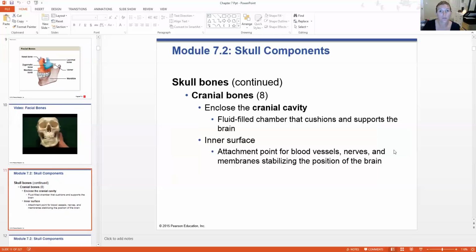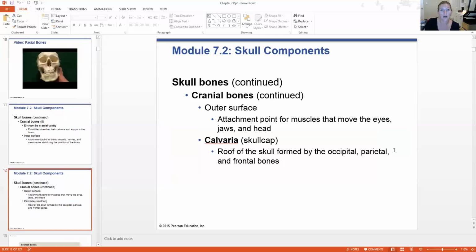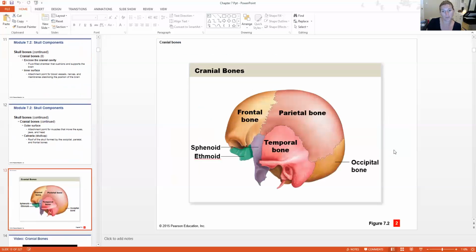The cranial bones enclose the cranial cavity. There's actually a fluid-filled chamber that's cushioning and supporting the brain, and on the inner surface, there's a point of attachment for all the blood vessels, nerves, and membranes as well. The outer surface of the cranial bone provides more attachment area for muscles, and there's something called a calvaria. This is our skull cap. This forms the roof of the skull, and it's formed by the occipital, parietal, and frontal bones. There they are.